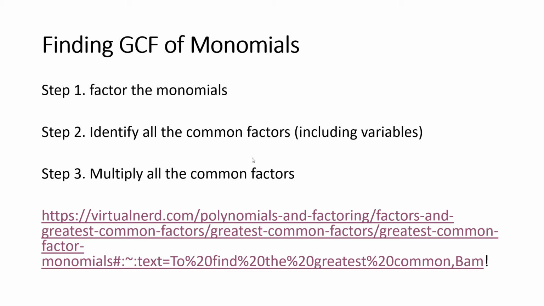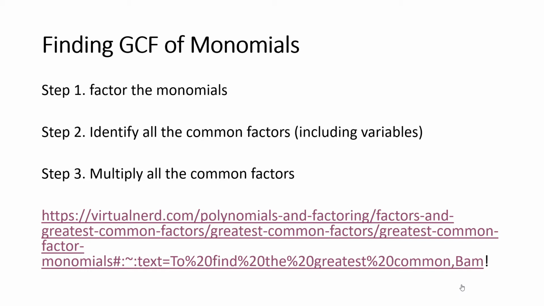Now let's factor our next monomial, 14xy squared. 14 can be factored into 2 times 7, then we have x, and y squared is y times y. Now for our next one, 42xy. 42 is 2 times 3 times 7. Then we have x times y. Finally, we factor our last monomial, 2x squared y squared. 2 is already prime, so we just write it down. Then x squared is x times x, and y squared is y times y.